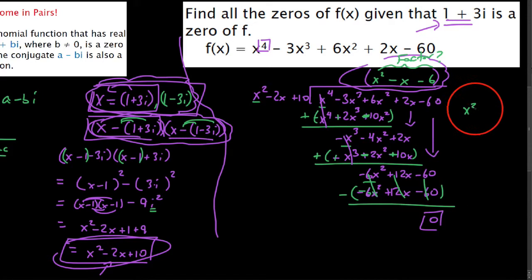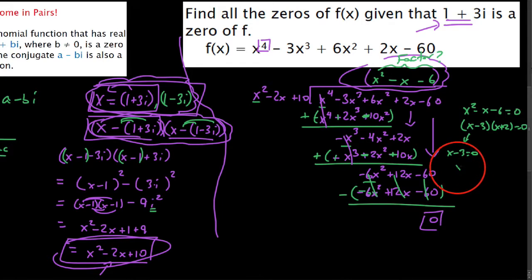We would say that x squared minus x minus 6, if I set that equal to 0 to solve it, we get factors of x minus 3 and x plus 2. And so there are those right there. If I set x minus 3 equal to 0, we get x equals 3, box it. And if I set x plus 2 equal to 0, we get x equals negative 2, box it.